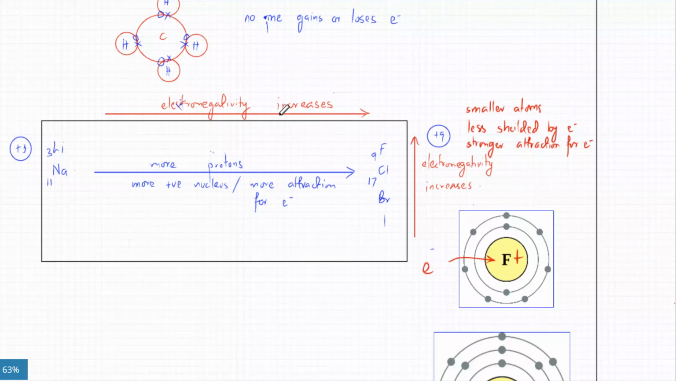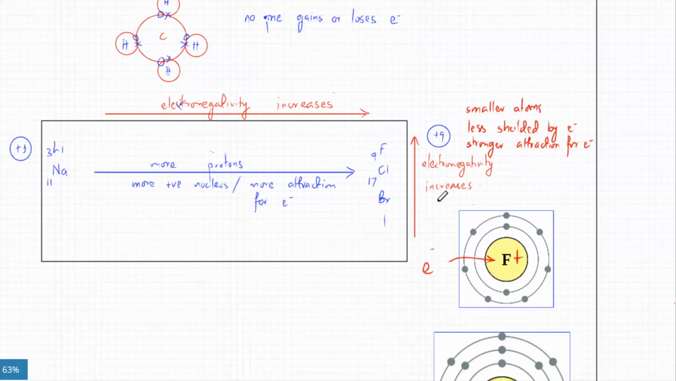What happens when you move towards the right? The electronegativity increases. Why does it increase? Because you've got more protons. When you move to the right, the number of protons keeps on increasing. You've got 3 protons, you've got 9 protons. So obviously elements having 9 protons are going to be attracting electrons with a lot more strength. So the electronegativity, or the tendency to attract electrons, increases to the right.